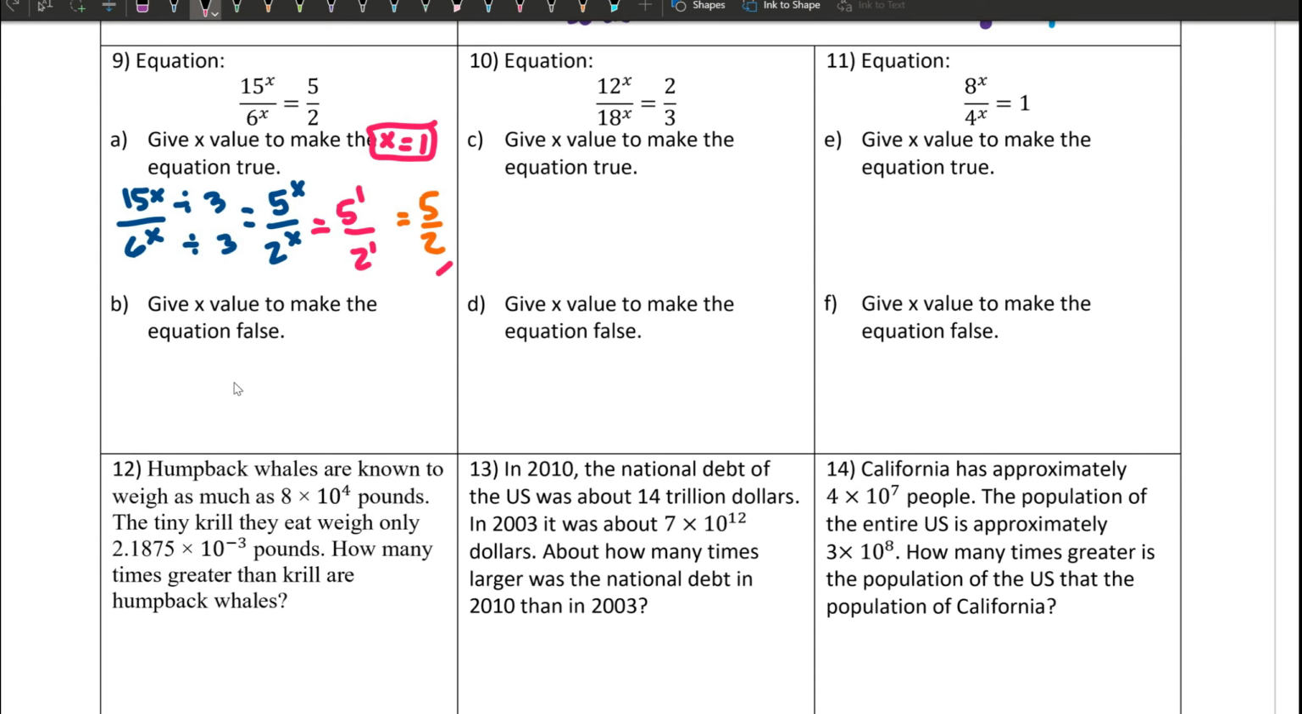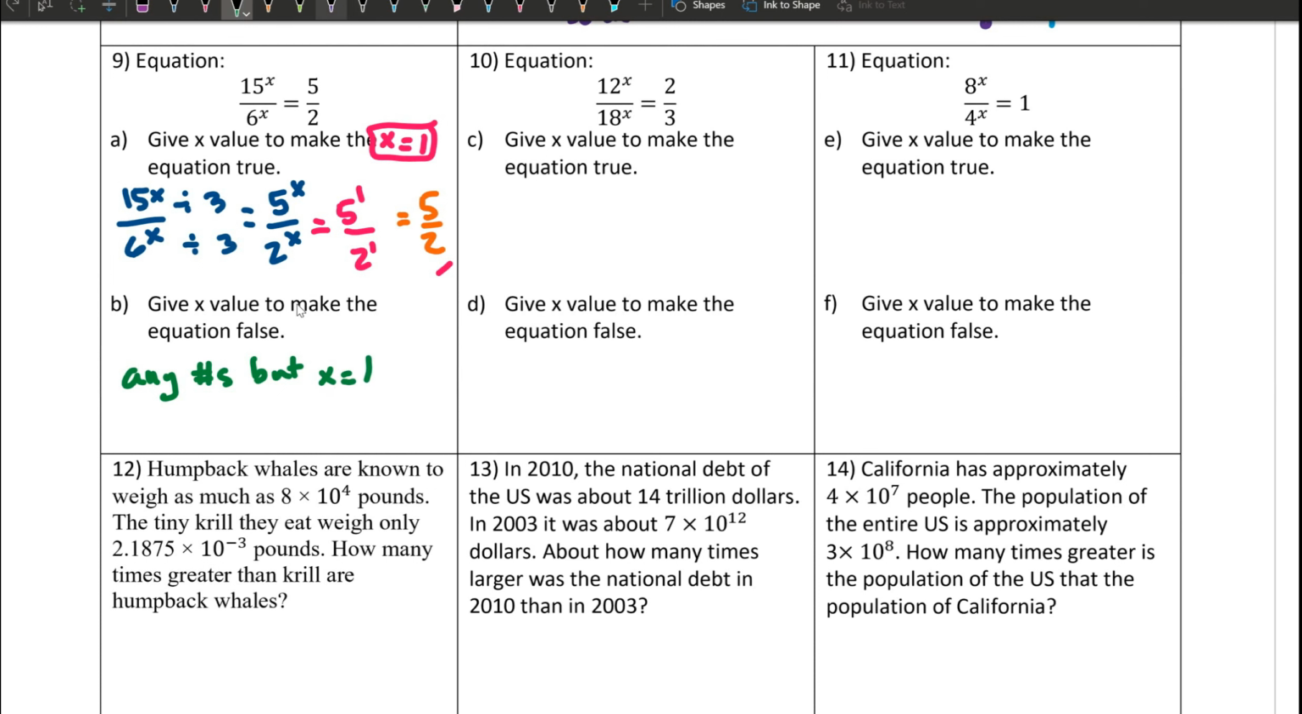Give the x value to make the equation false. So there's only one answer. If x is equal to 1, it makes it true. Any other number will make it false. Any number but 1.